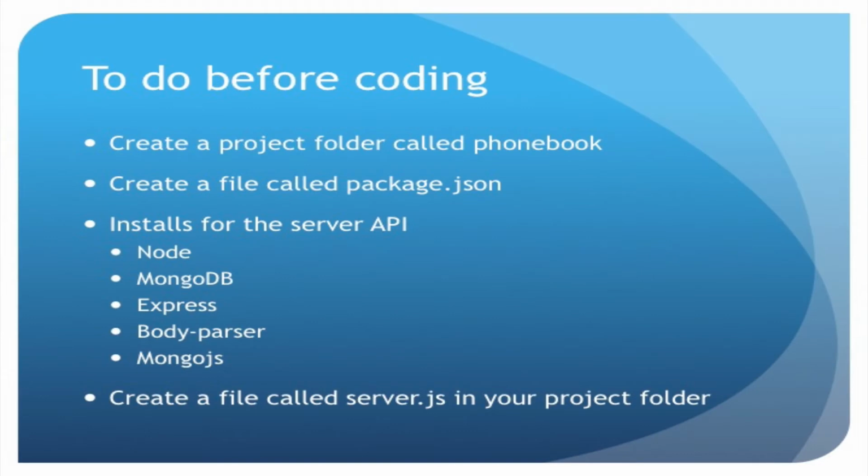Okay, so to do before coding, what I mean is it's basically just to set up what we want to have before we start coding. So first we will create a project folder called phone book, and then we will create a file named package.json in the phone book folder. Though it says install the server API now, I would jump to it and just create the file called server.js in your project folder. And then we're going to start installing the server APIs.